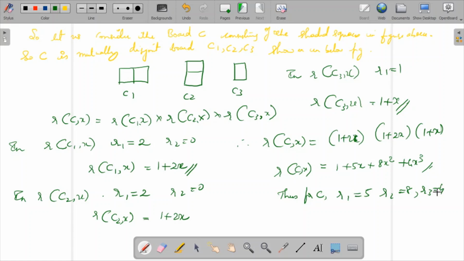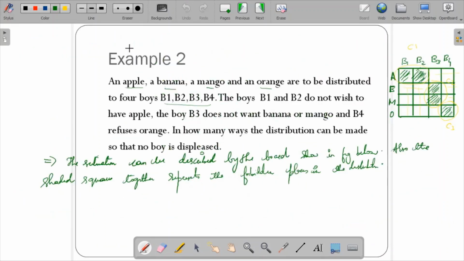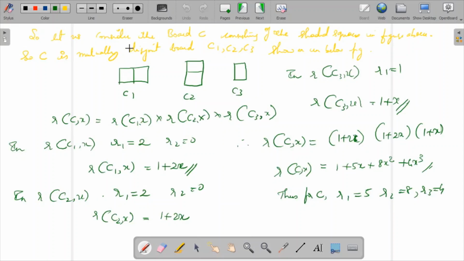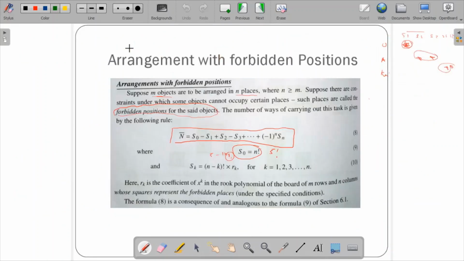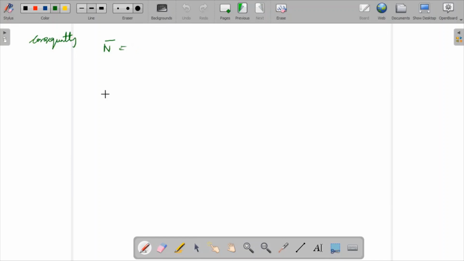Consequently, what would the formula for n bar be? Here we have only R1, R2, R3. So n bar will be S0 minus S1 plus S2 minus S3.